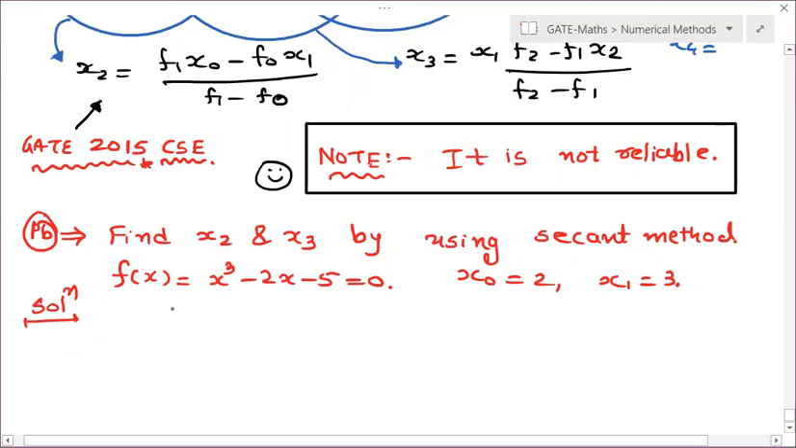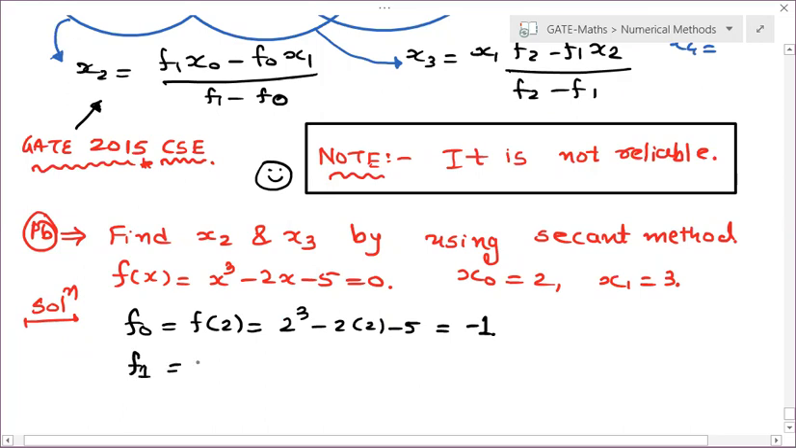Okay. For x naught and x1, do you need to check negative or positive here? Right. No need to check negative positive. Just find f of x naught first. So f naught is f of 2, which is 2 cube minus 2 into 2 minus 5. It is minus 1.